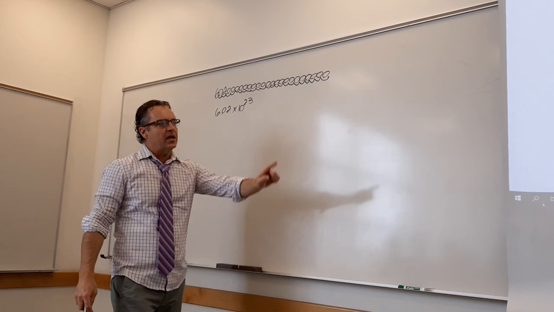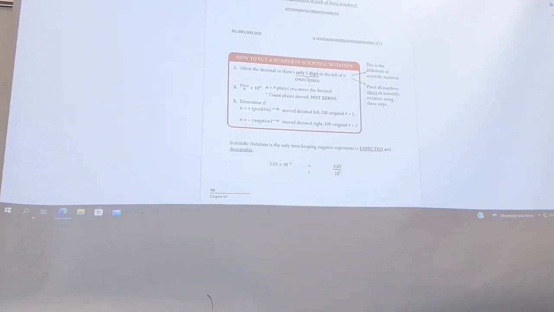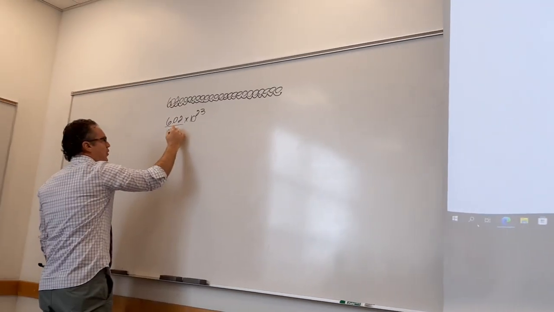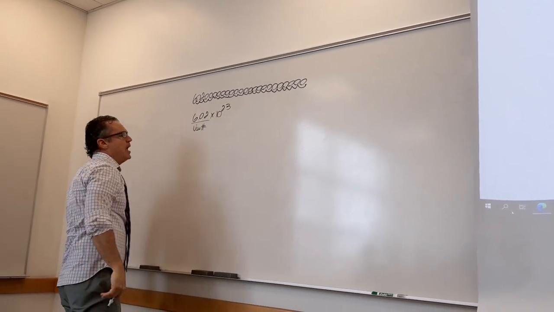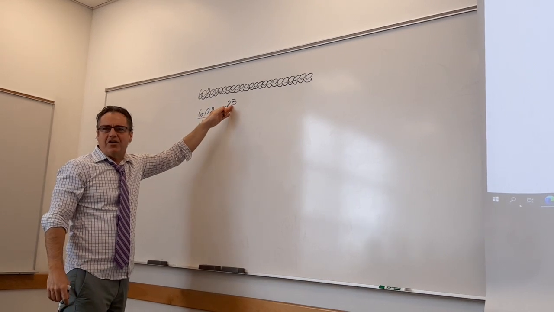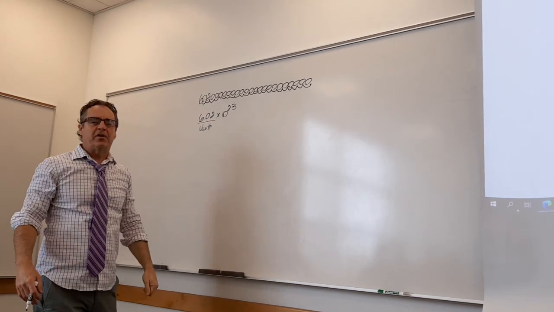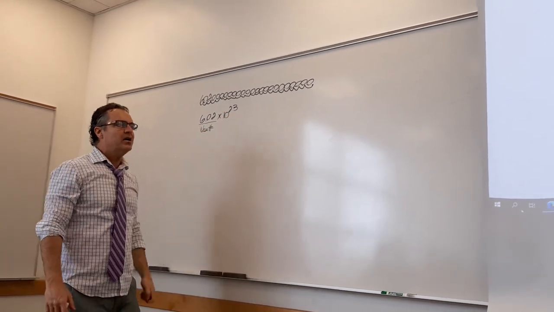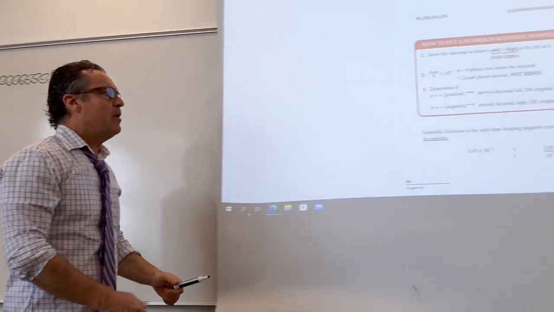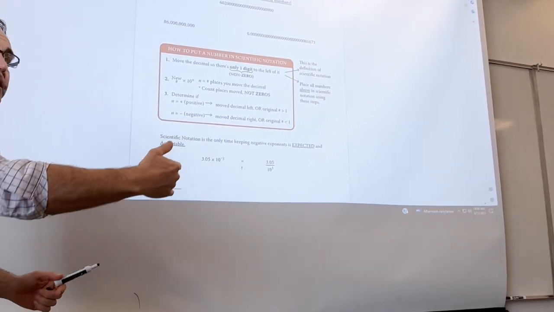The second step says we're going to take this new number. The new number is 6.02. That's the new number you created by moving the decimal, and you're going to multiply it times 10 to the N, the number of decimal places you moved. N stands for the number of decimal places you move. Now, is N going to be positive or negative? That's a decision you have to make. If we move the decimal to the left, it's positive. If we move to the right, it's negative.